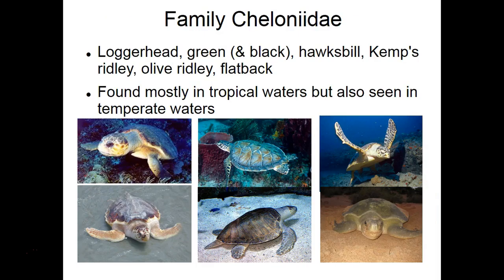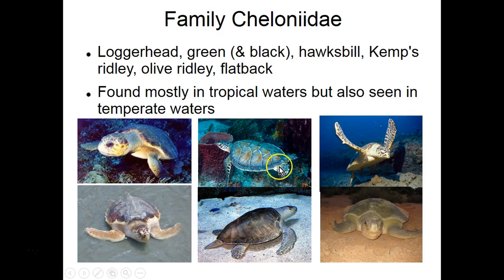The other family, the Cheloniidae, is where the other 6 sea turtles are members. So you have the loggerhead sea turtle, the green sea turtle, and there's also a black version of the green sea turtle. For a while they actually thought that it was a different species, but they decided that it was actually just a green sea turtle, just a different coloration. Then we have the hawksbill turtle, the Kemp's ridley, the olive ridley, and the flatback turtle.